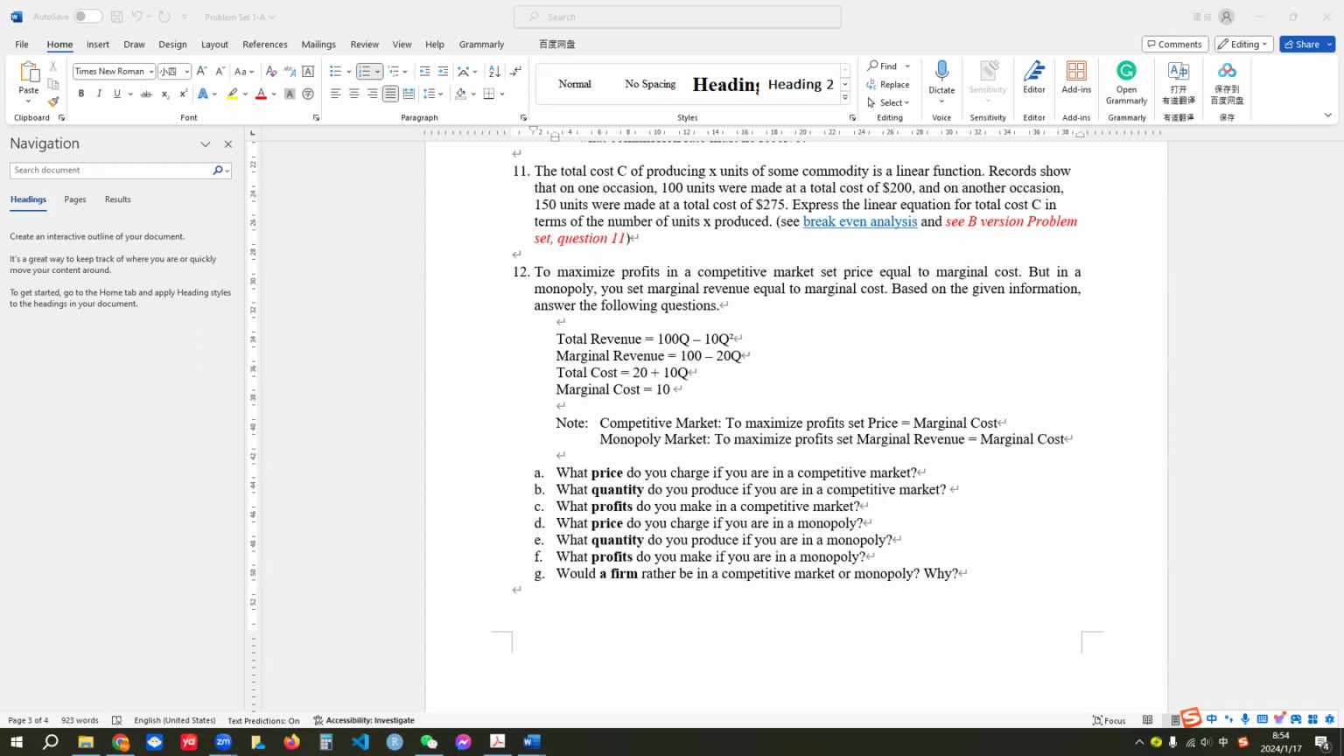So let's read through this question first. To maximize profit in a competitive market, we set price equal to marginal cost, but in a monopoly, you set marginal revenue equal to marginal cost. Based on the given information, answer the following questions. So those are the information that is given.